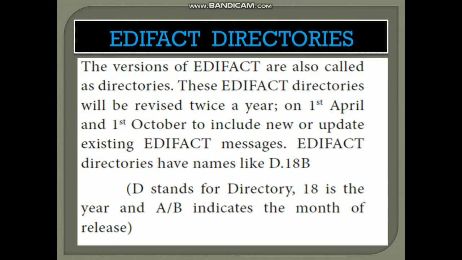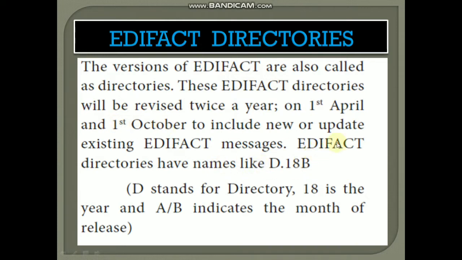EDIFACT directories: the version of EDIFACT is also called directories. This is a 1-mark question, so underline it. These EDIFACT directories will be revised twice a year. This is very important. You may even call it a version. For example, we have Windows 7, Windows Ultimate, Windows Professional, Windows XP, Windows 10, 8, 11. So you have versions, right? This EDIFACT directory will be revised twice in a year: one is on 1st April and another is on 1st October.